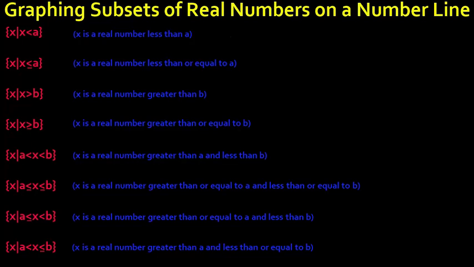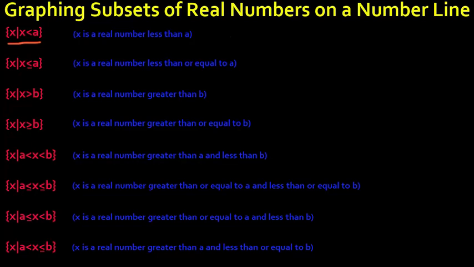In this video, we will review graphing subsets of real numbers onto a number line. So to begin with, we have x such that x is less than a. This is in set builder notation. So all it's saying is that for x, we have x less than a. So x is a real number less than a.